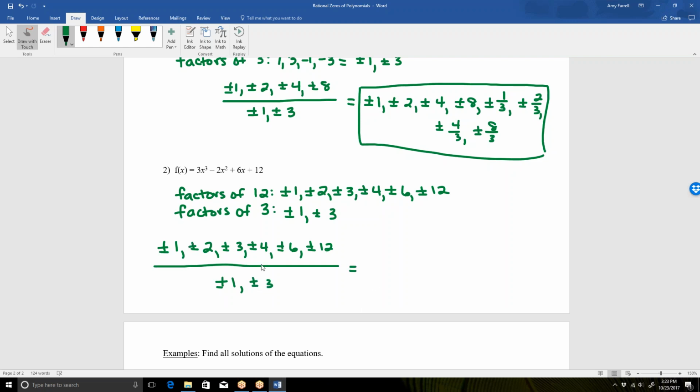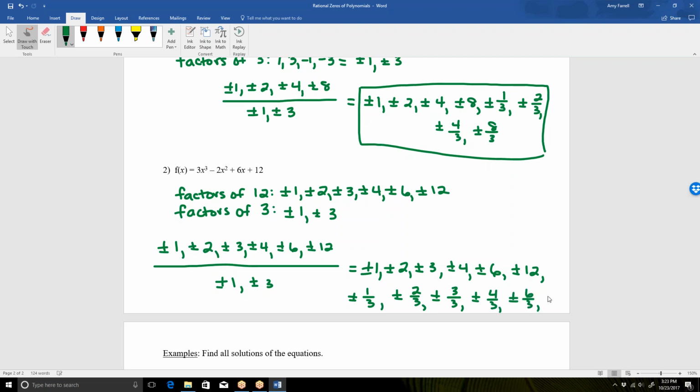So we're going to put each of these over 1. That's just going to give us the same list as the numerator. But we're also going to put each of those over 3. So plus or minus 1/3, plus or minus 2/3, plus or minus 3/3, plus or minus 4/3, plus or minus 6/3, and plus or minus 12/3.